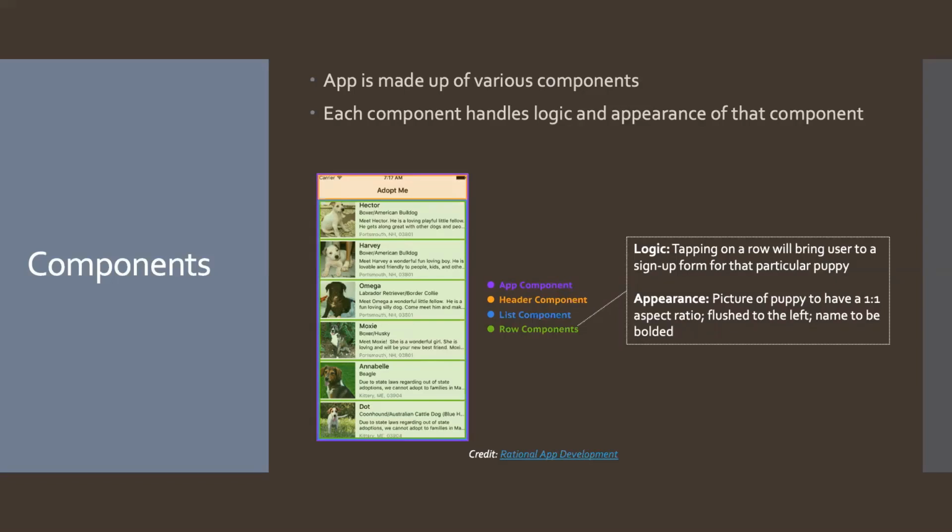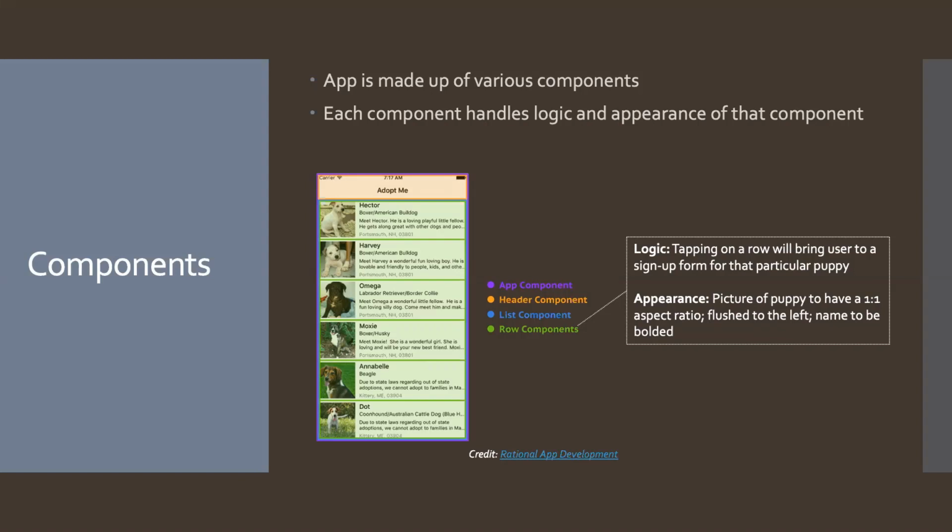So each component is in charge of handling the logic and the appearance of that particular component. So for instance, I think you guys have seen this image in the part 1 of the slides. This is an app that helps people adopt dogs. So we can see that the gray border is the entire app component, and then we break down the app component to the header component, and also the list component, which is a flat list, and in each item, there's a row component.